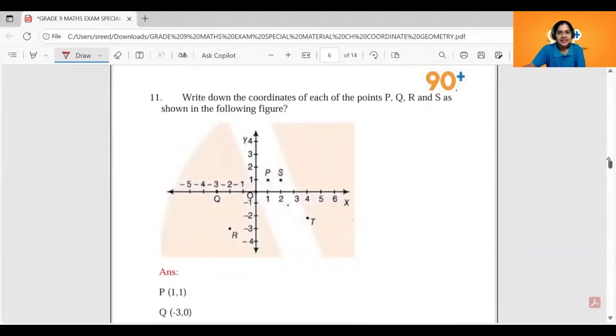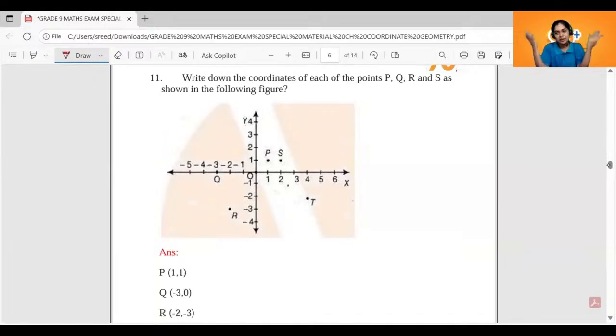11th question. Write down the coordinates of each of the points P, Q, R, and S as shown in the following figure. That's very easy, right? We have to draw perpendiculars vertically or horizontally passing through that point, and you will be getting the ordered pair. First one, point P. First, draw the perpendiculars passing through P like this and like this, vertical and horizontal.